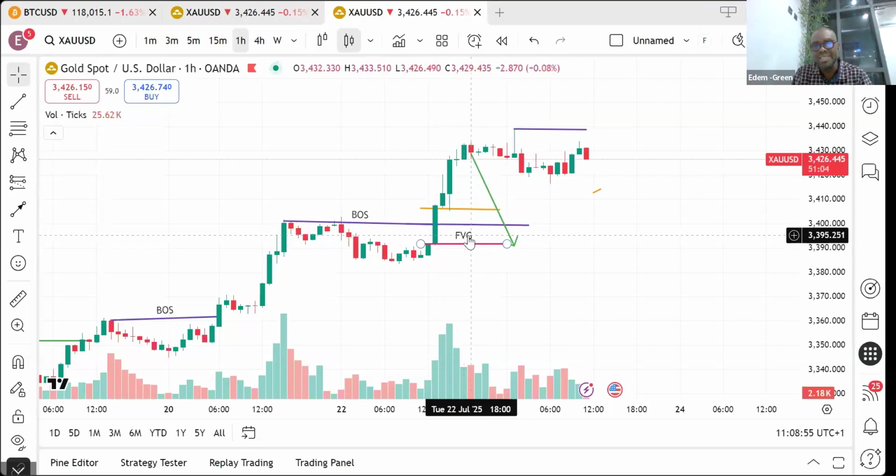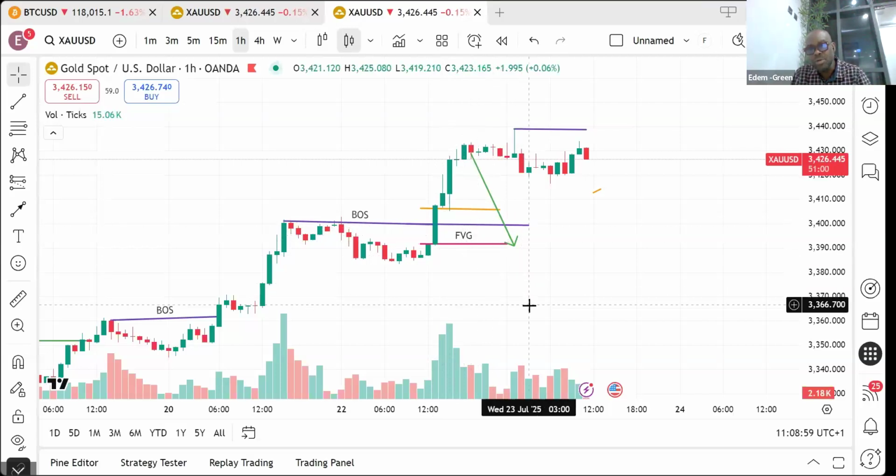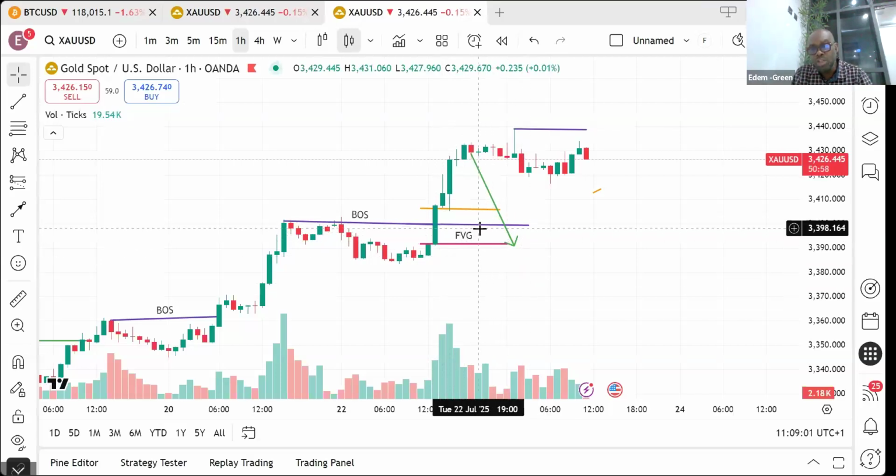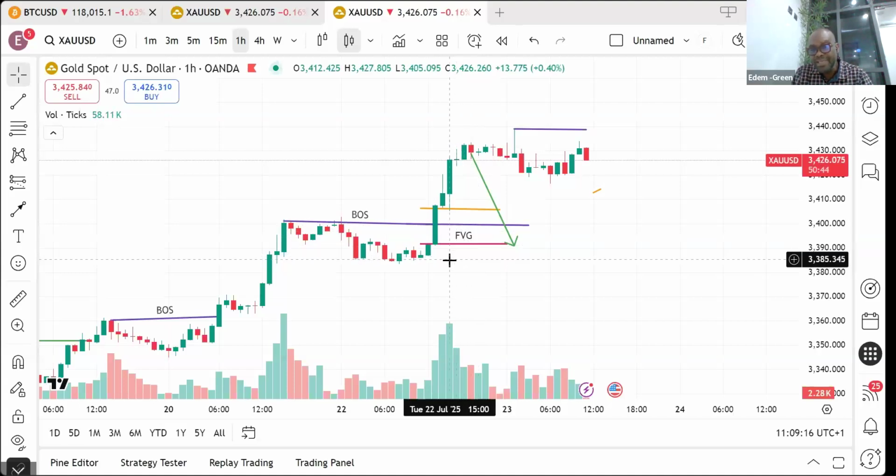It's likely not to be respected. It therefore means that it will go against you. So for me not to have so much loss, it's better the market takes me out after 50% or below 50% rather than it taking me out below after the first candle that produces the impulsive move. Do you understand? So that is it.